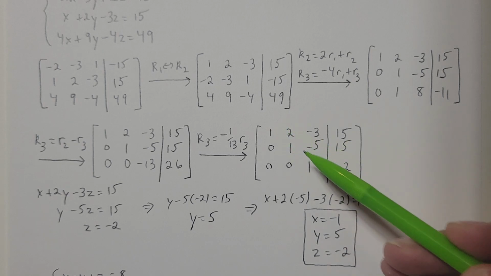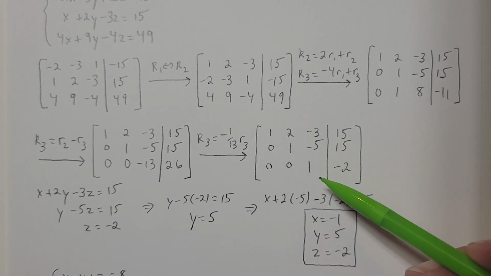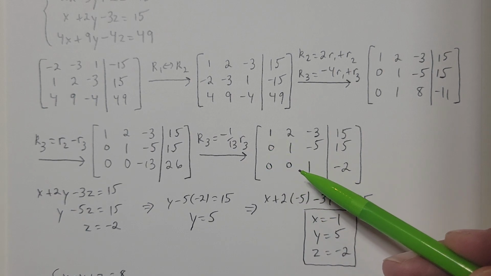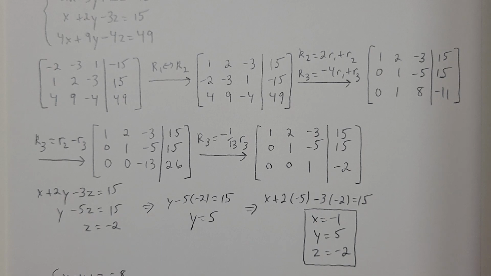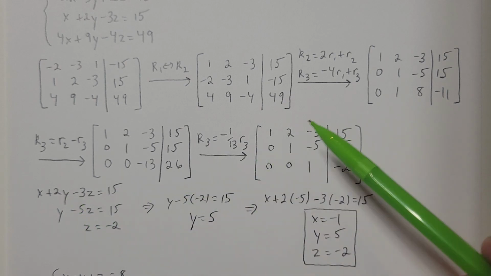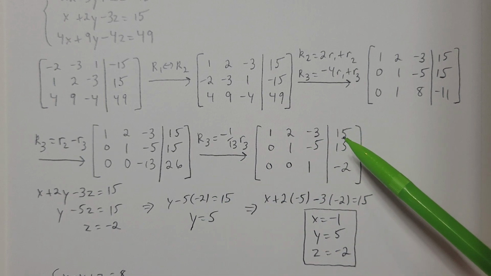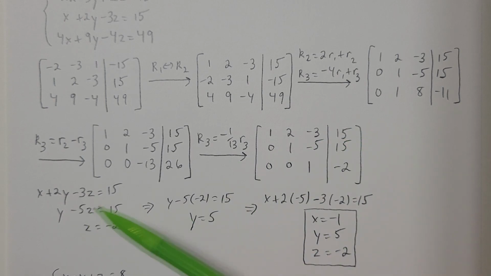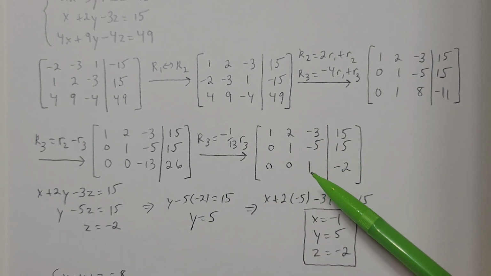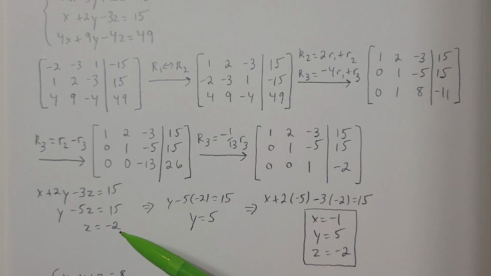Now I'm in row echelon form. I've got 1s down the diagonal and 0s in the lower triangular part here. So now I'm ready to convert this back to a system, and I should know one of the variables at that point. I'm looking at x plus 2y minus 3z equals 15, and then y minus 5z equals 15, and then z equals negative 2.